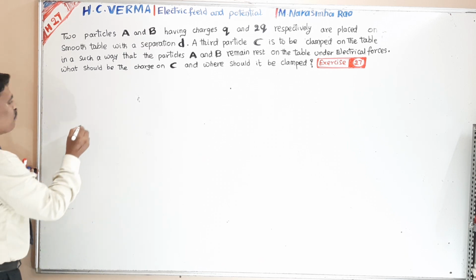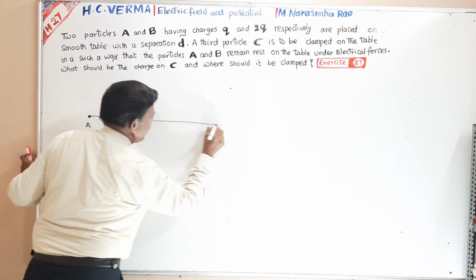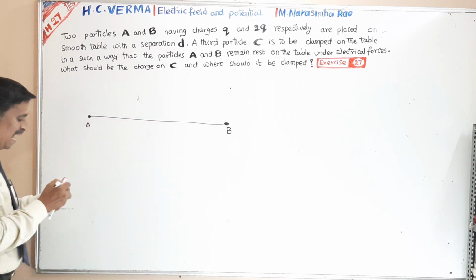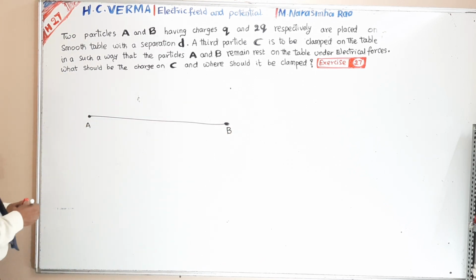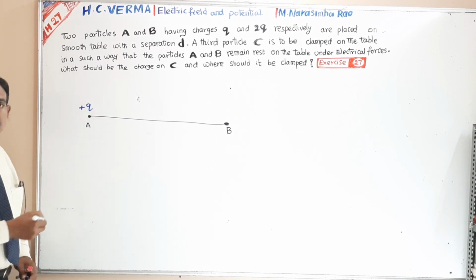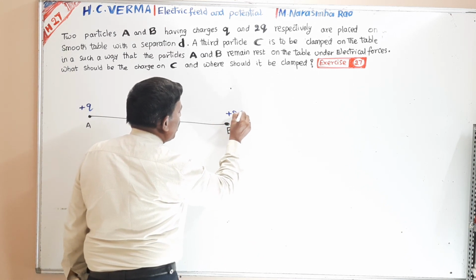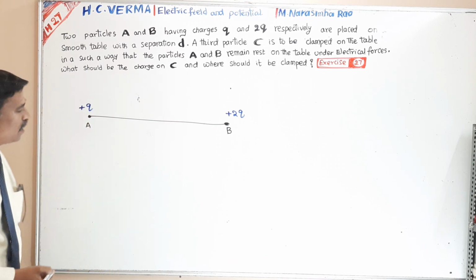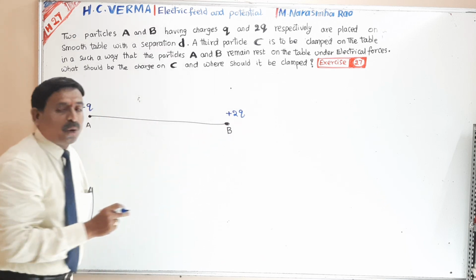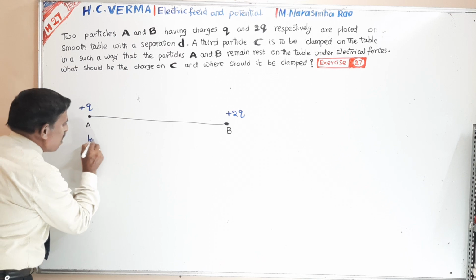According to the given information, this is the place A. This is the place B. At A, they kept a positive charge Q. At B, they kept a positive charge 2Q. These plus Q and plus 2Q are separated by a distance of small d.